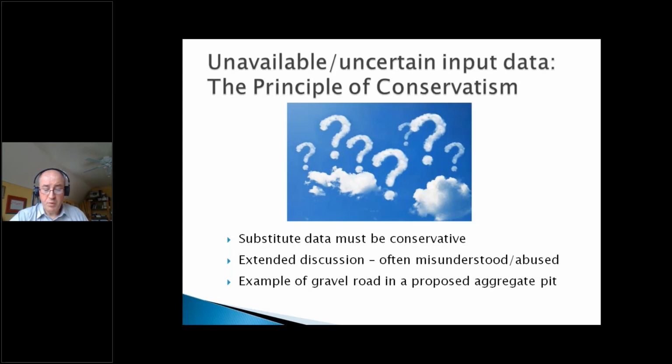One of the most important problems in air quality change prediction is the issue of unavailable or uncertain input data. To deal with this, we invoke the principle of conservatism. This principle is based on the requirement to substitute missing or uncertain data inputs with conservative estimates, that is, values that are guaranteed not to lead to an underestimate in predicted air quality levels.